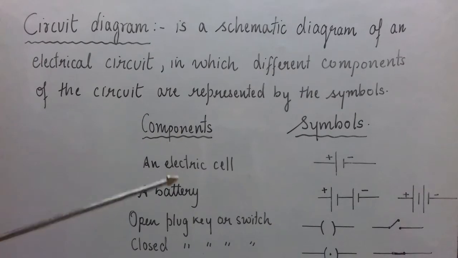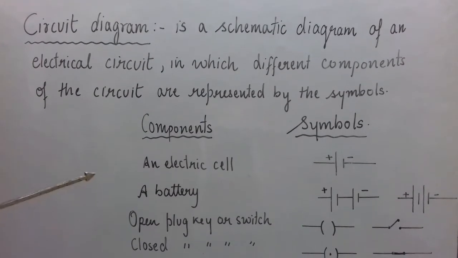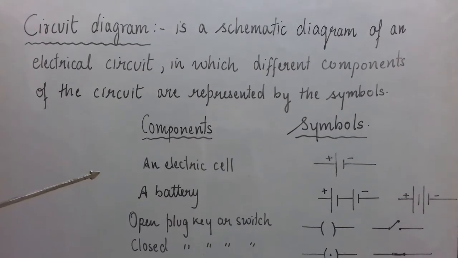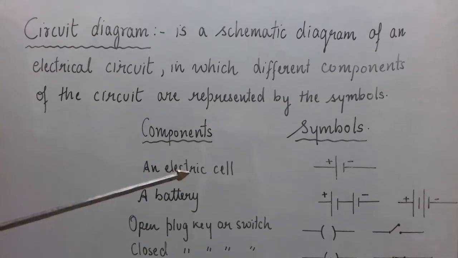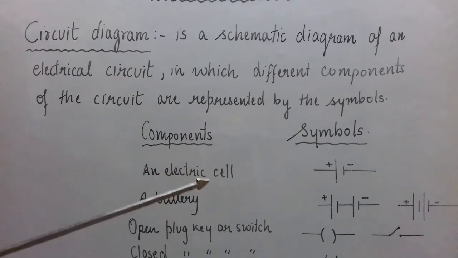Positive is written next to the longer line, and next to the shorter line, negative is written. A cell, you must have seen also, because we use it in day-to-day life for clocks and for other components like the remote control of your TV set. So every cell has two terminals, positive and negative.